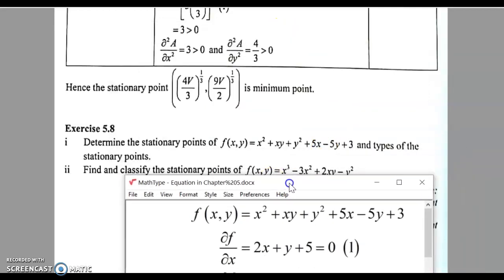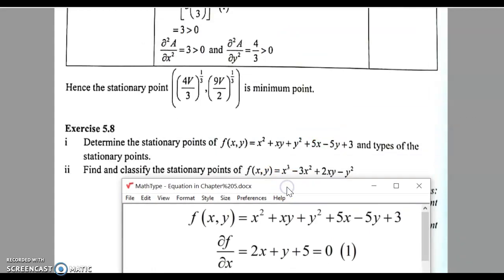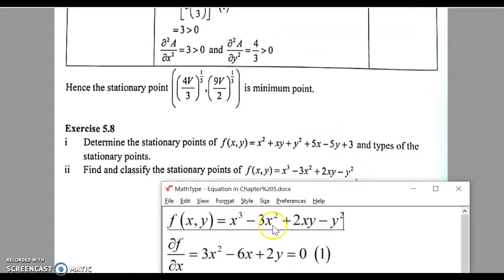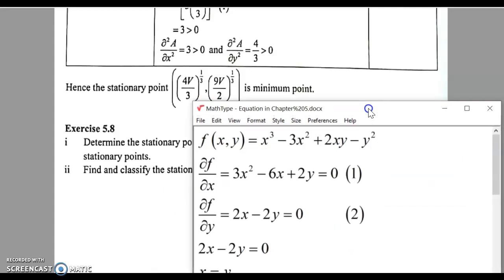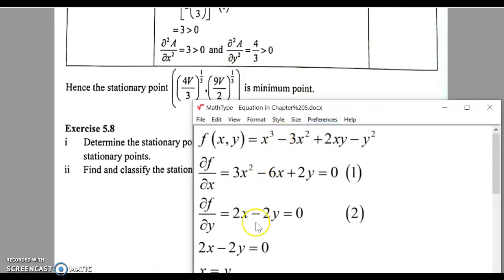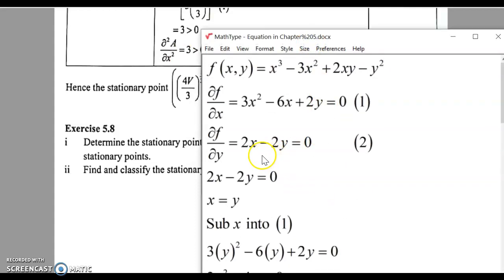Now let's try to look at the second one. Right, we're going to do the same thing. Okay, so this is the question. Right, the first step will be finding the first partial derivative of both x and y. Okay, so this is the first one, this is the second one, and then I'm using the second derivatives because it seems like it will be a lot simpler compared to the first one, and I end up getting x equal to y, right?